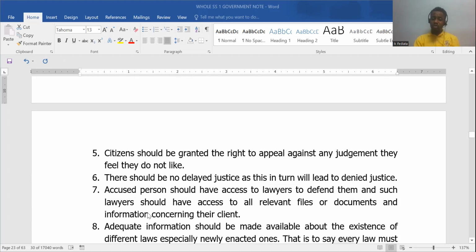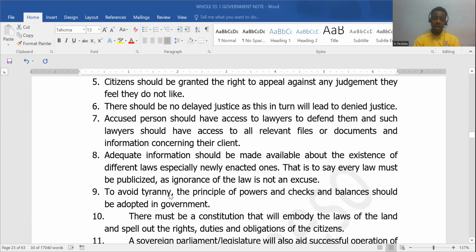And there should be no delayed justice, because delayed justice can lead to denied justice, right? So whenever a case comes to court, it should be settled as and when due. People who are accused before the law should have lawyers to defend them, and they should be capable of having their time in the court of law where they can defend themselves, right?